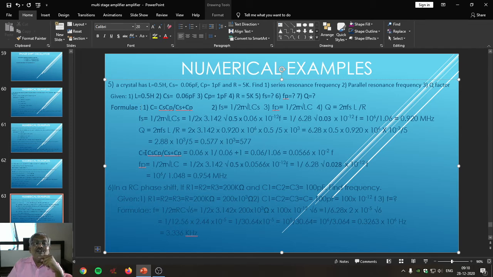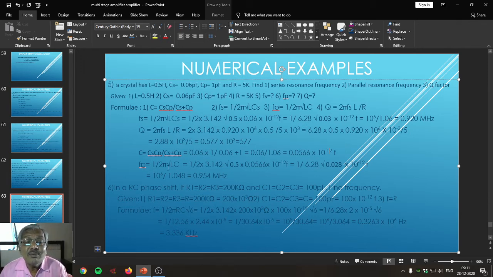Now we have to calculate the equivalent capacitor C by using this formula. Substitute the value, that is 0.06 into 1 upon 0.06 plus 1. That is 0.06 upon 1.06, that comes to be 0.0566 into 10 raised to minus 3 farad. It should be 10 raised to minus 12.